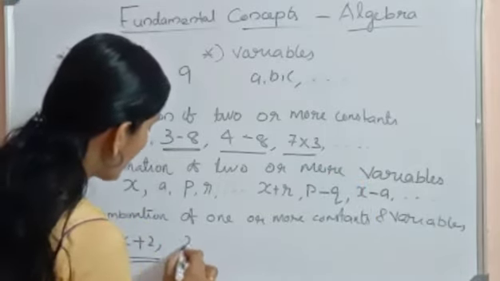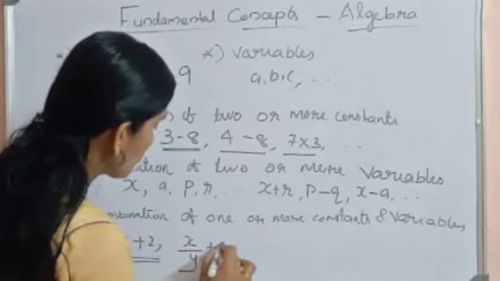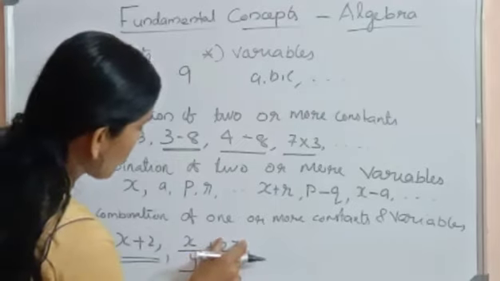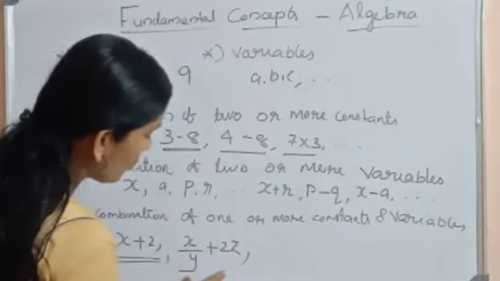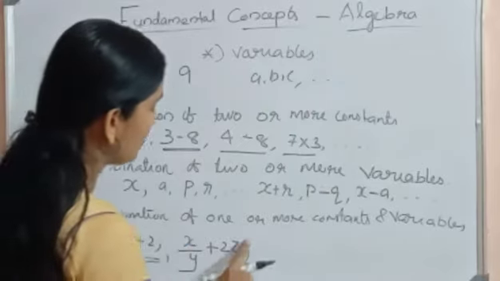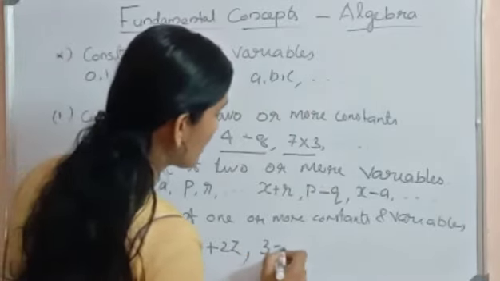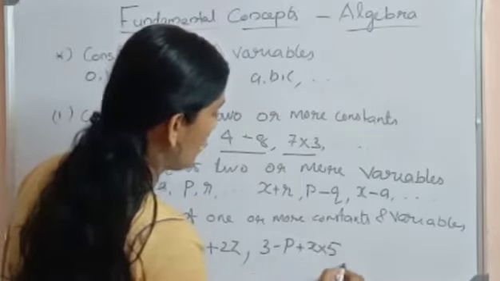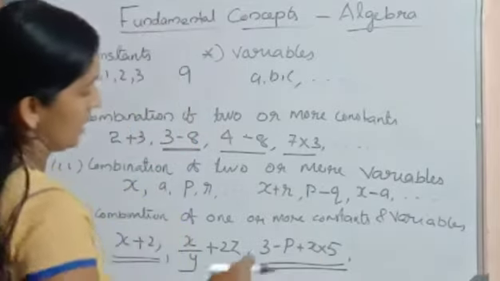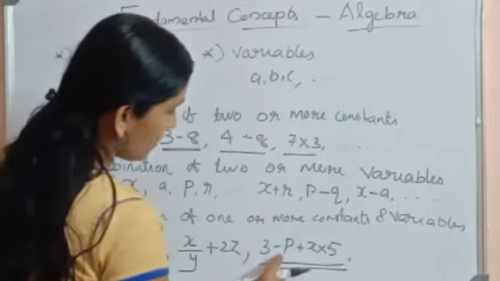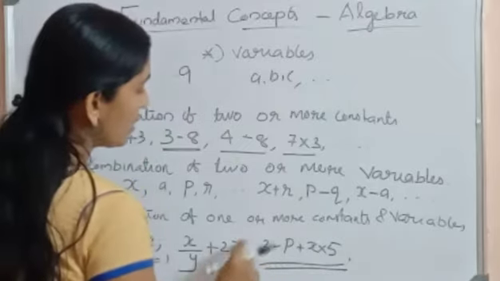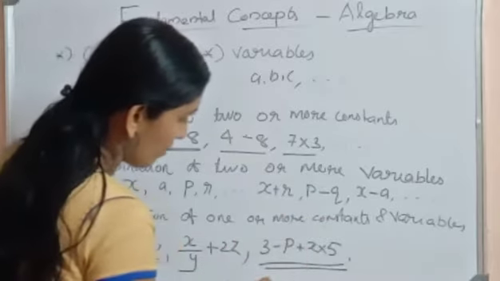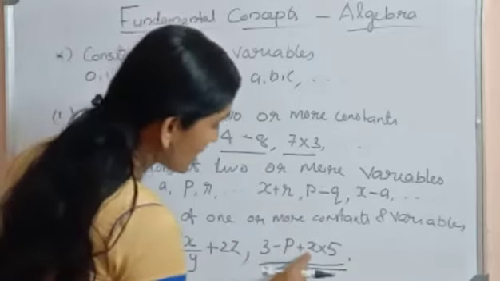Consider some other examples. X by Y plus 2Z. X by Y itself is a variable, and 2Z is also a variable. When we combine these two, again this becomes a variable. And 3 minus P plus X into 5. If you consider this term here, 3 is a constant, 5 is a constant, and P and X are variables. When you combine these variables as well as the constants, again the final one we get is a variable, since the values of P as well as X keep changing.